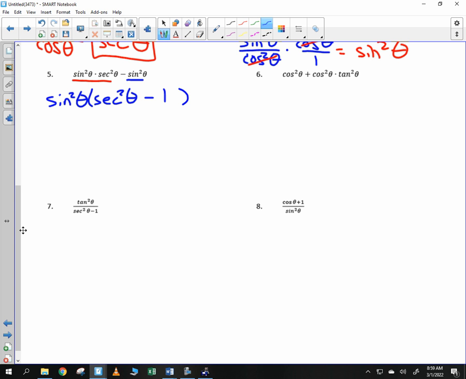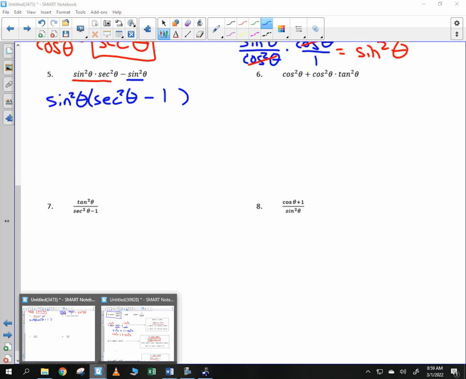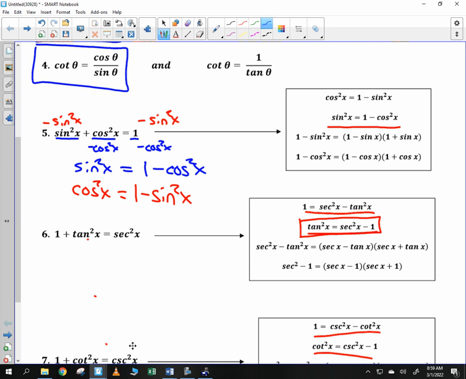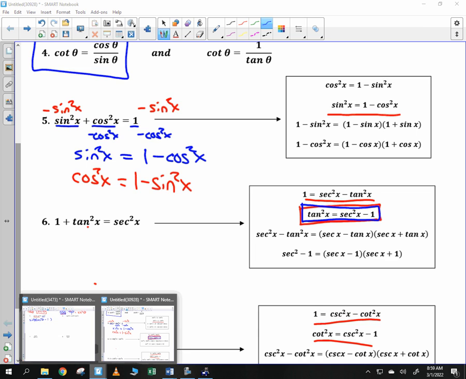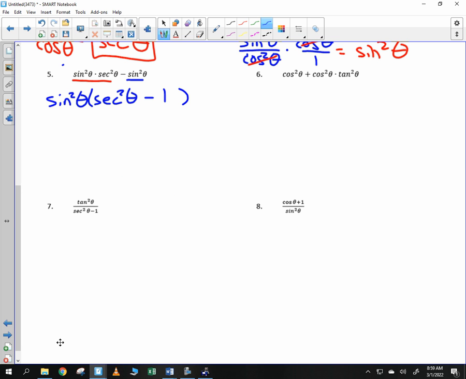Okay, so now you hopefully recognize by looking at the sheet what secant squared minus 1 is. This sheet right here says secant squared minus 1 is tangent squared. So I go back to my sheet, and instead of secant squared minus 1, I write in its place tangent squared. Maybe something simplifies there.